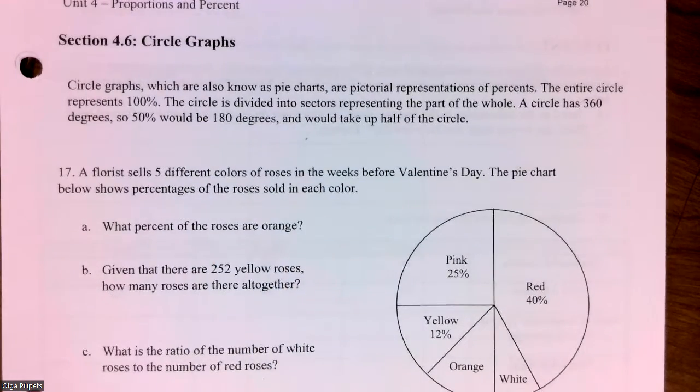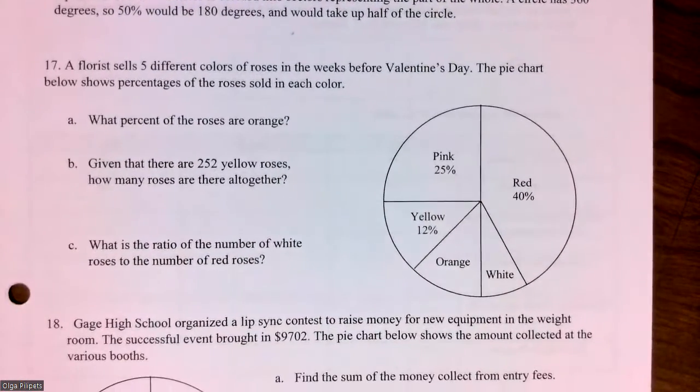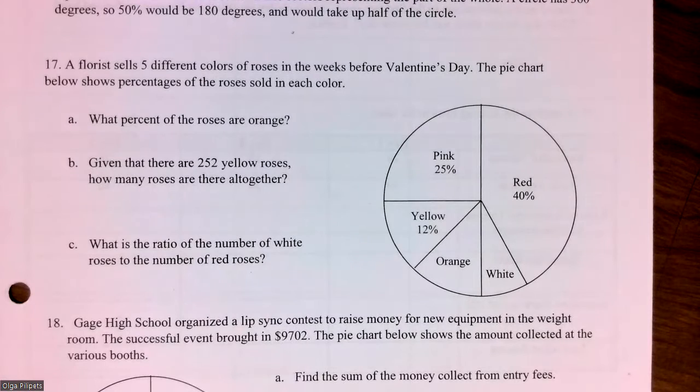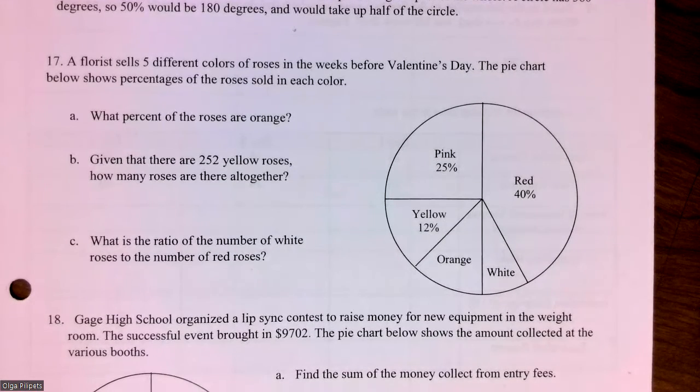All right, so let's take a look at this example. It says a florist sells 5 different colors of roses in the weeks before Valentine's Day. The pie chart below shows percentages of the roses sold in each color. Question A, what percent of the roses are orange?